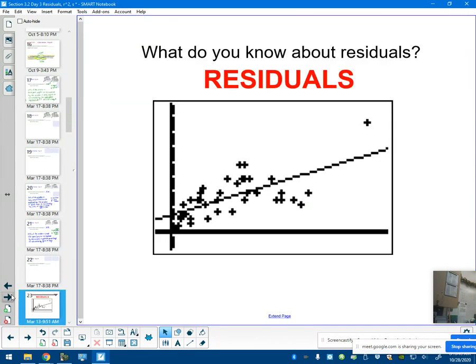All right, so the next thing we're going to talk about is a residual. Residuals are all these little sticks. That's a residual. That's a positive residual. Yes, that's a positive residual because what actually happened is higher than what I predicted. These are all positive residuals up here. And these down here are all negative residuals.